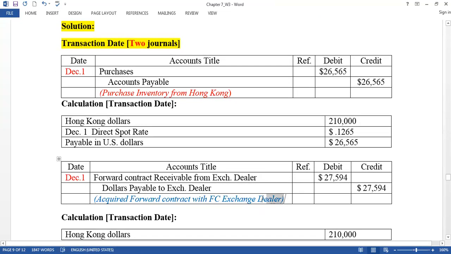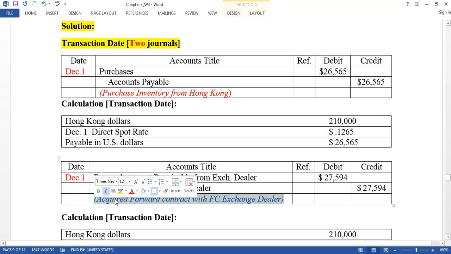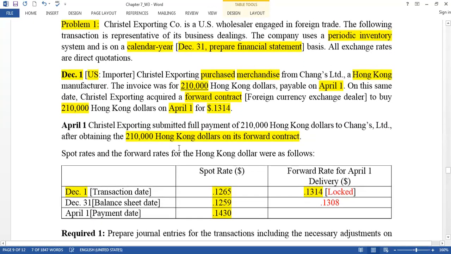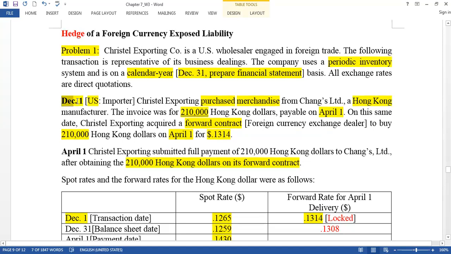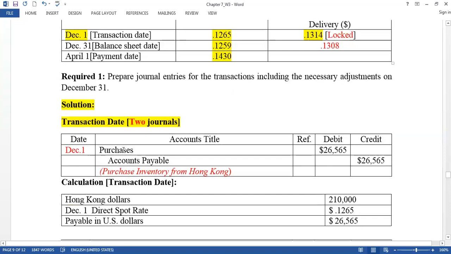I repeat again, this is the transaction date. We have two journal entries because the question already tells you that. Look at here. The question already tells you that this is the December 1st transaction date. You import goods from Hong Kong, right? You import goods from Hong Kong and you already made a contract with whom? You already made a contract with the foreign currency dealer. So what is the journal entry? Look at here. You purchase inventory, purchase debit, and you are liable to pay this money, liability credit.